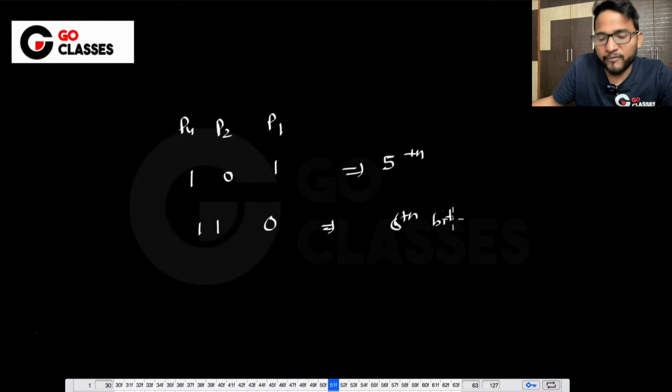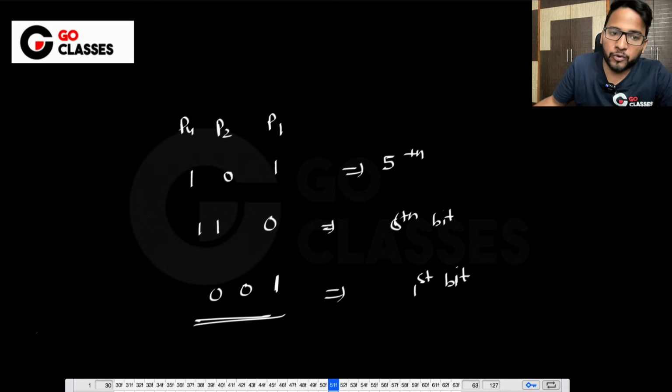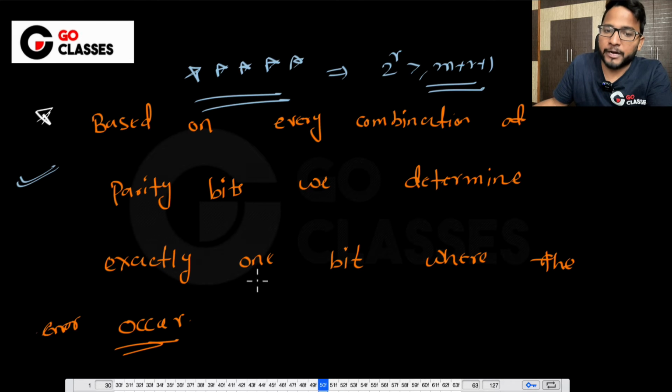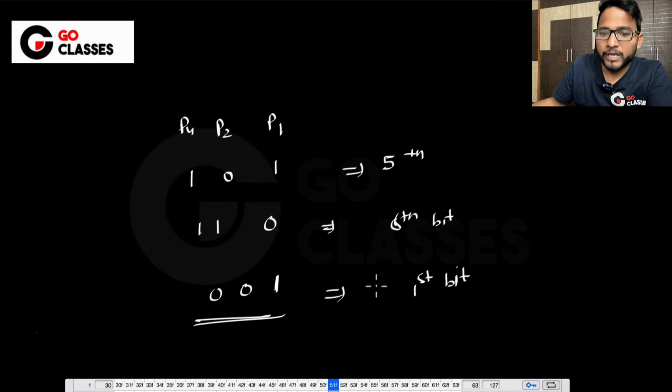6th bit. Or maybe if I say that this is just failing and these two are passing, then you will say error is in the first bit only, right? So based on just a unique combination of this P1, P2, P4, you are going to tell which bit the error is in, right? So that is the very important observation that we made. And this observation will lead to a very nice formula, which is 2 power r is greater than or equal to m plus r plus 1. How? Let me tell you how.